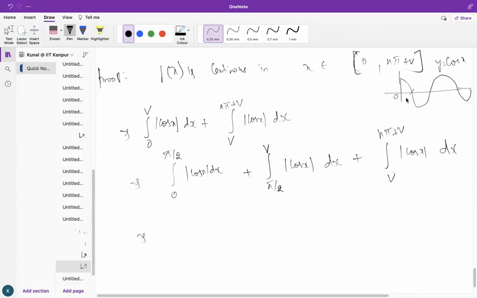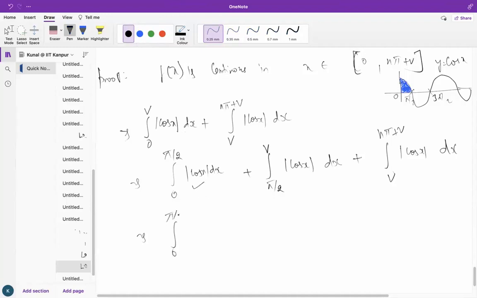This is 0, this is pi by 2, this is 3 pi by 2. Okay. So in the region 0 to pi by 2, our graph is positive. Look at this section. Our graph is positive. So in this section, our mod opens with the positive sign.